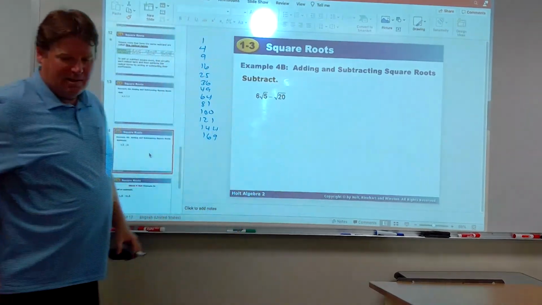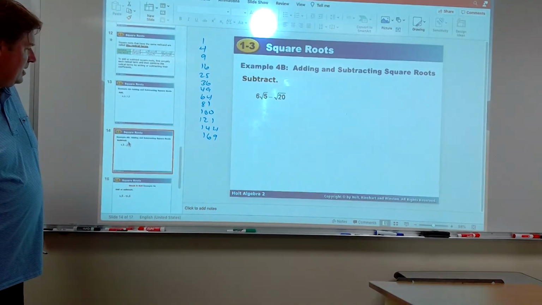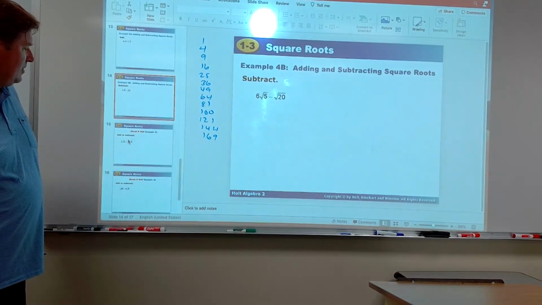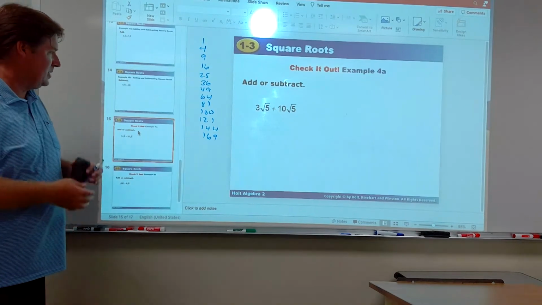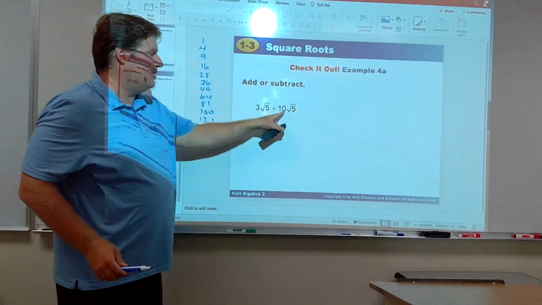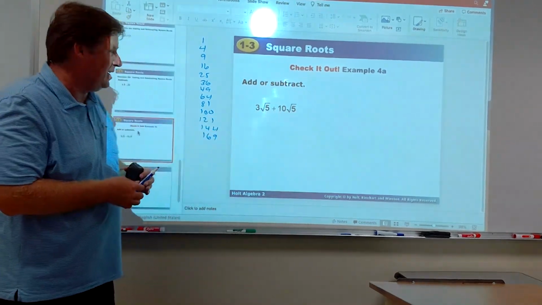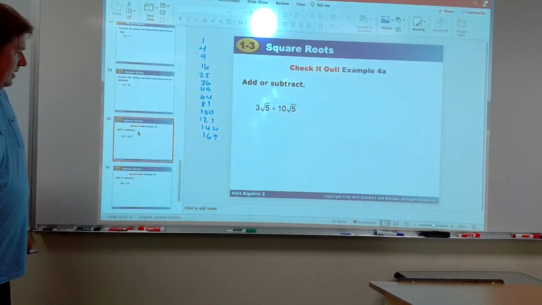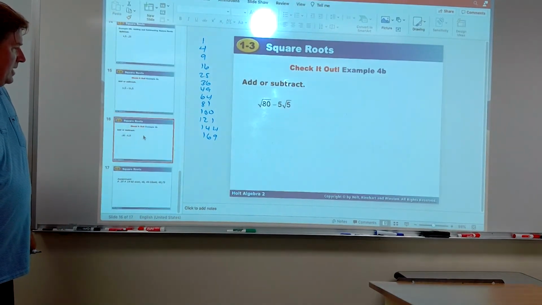Okay, let's try a couple more here. Again, maybe an easier one to start off with. All right, how about this? 3 root 5 plus 10 root 5. Wow, that's an easy one. That's just 13 root 5. Easy enough, right?